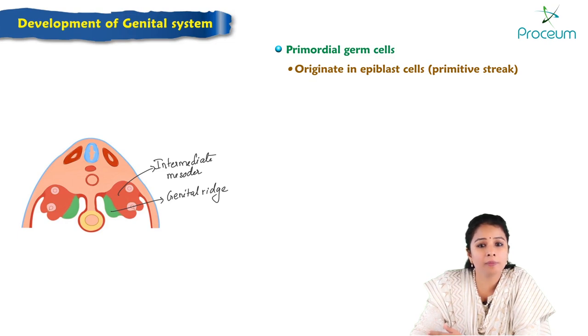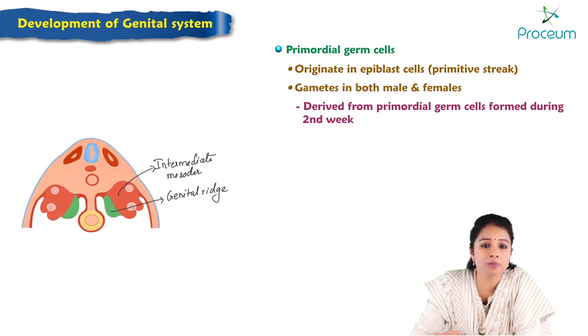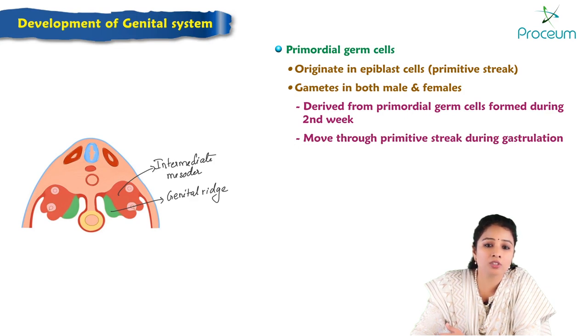So the same epiblast cells which give rise to primitive streak will further give rise to cells called as primordial germ cells. So gametes in both male and female are derived from primordial germ cells that are formed during second week of development. And further they move through the primitive streak during gastrulation, that is during formation of trilaminar germ disc, and they migrate to the wall of the yolk sac.